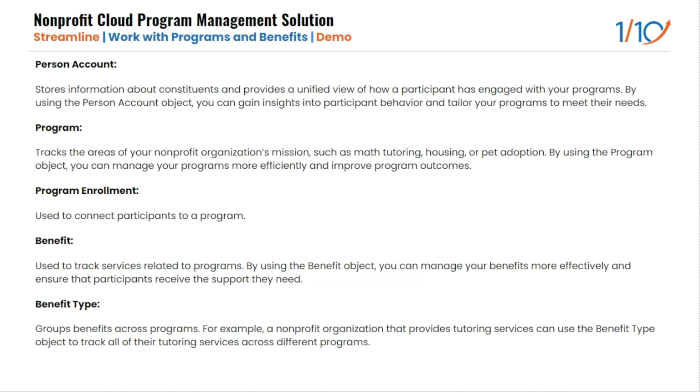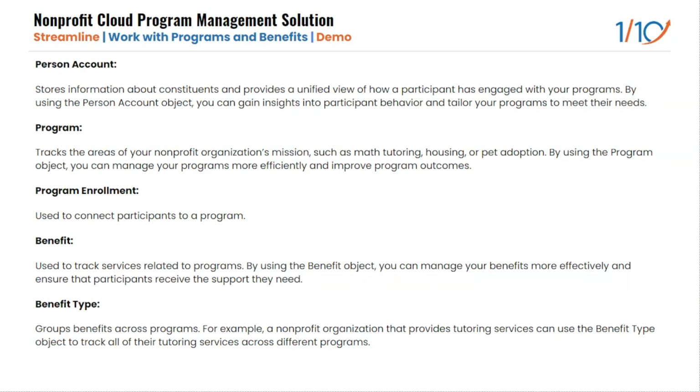Programs. Programs is where you track your core mission areas, like after-school tutoring, job training, housing assistance, and so on. Super helpful for managing each program efficiently and also improving outcomes. The program enrollment object. This object connects your participants to specific programs they are involved in. It basically associates people with programs.